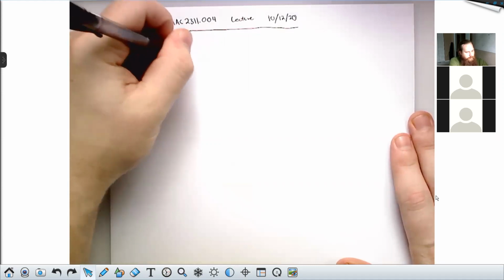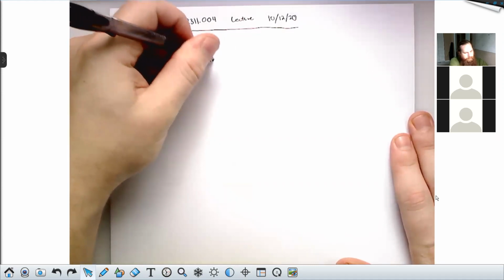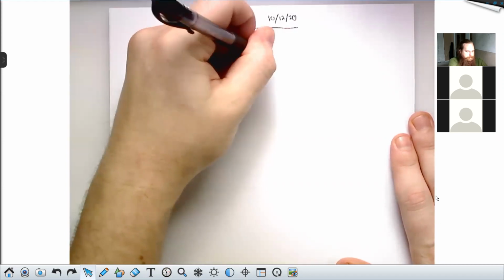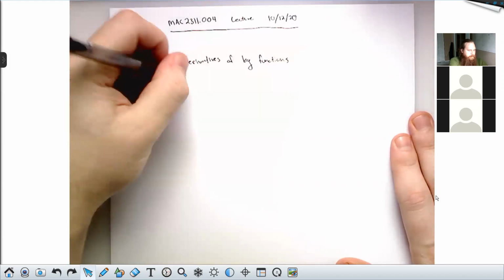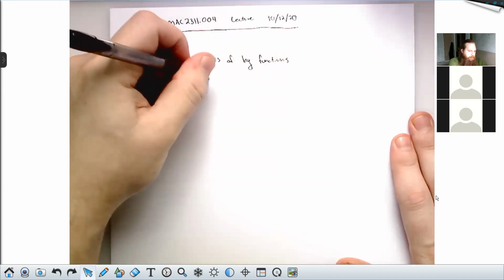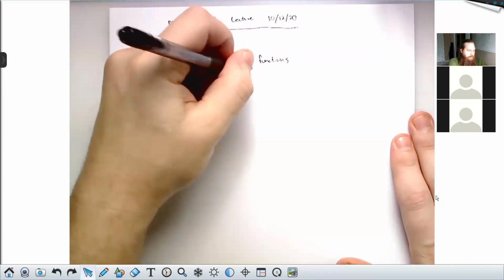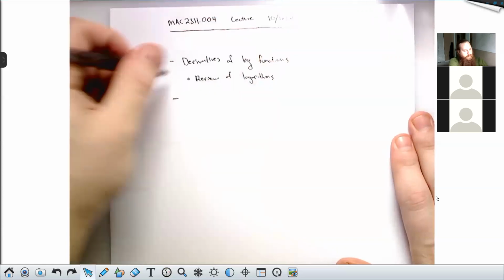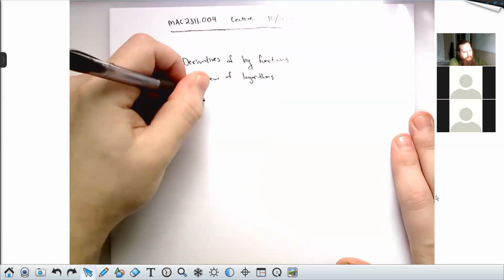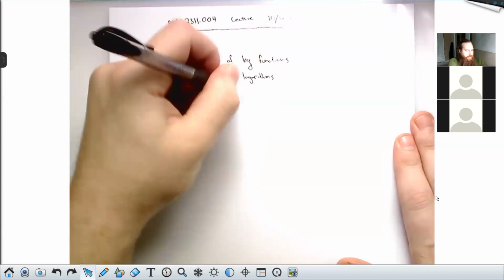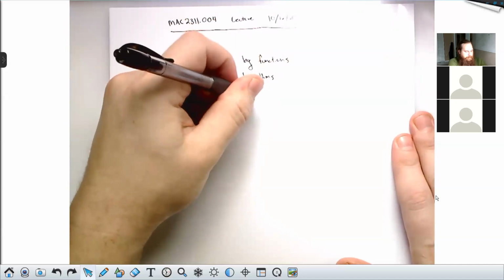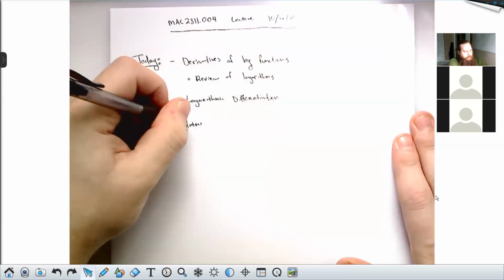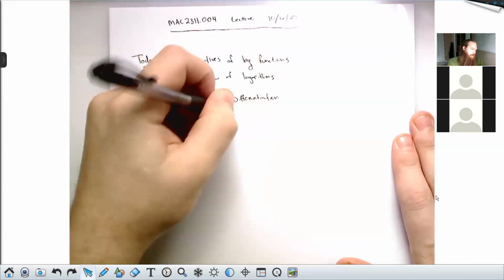So today we're going to talk about derivatives of log functions. And in service to this, I'll do a brief review of logarithms. And then we're going to talk about what's called logarithmic differentiation. And if there's time, we'll do a little intro to related rates.